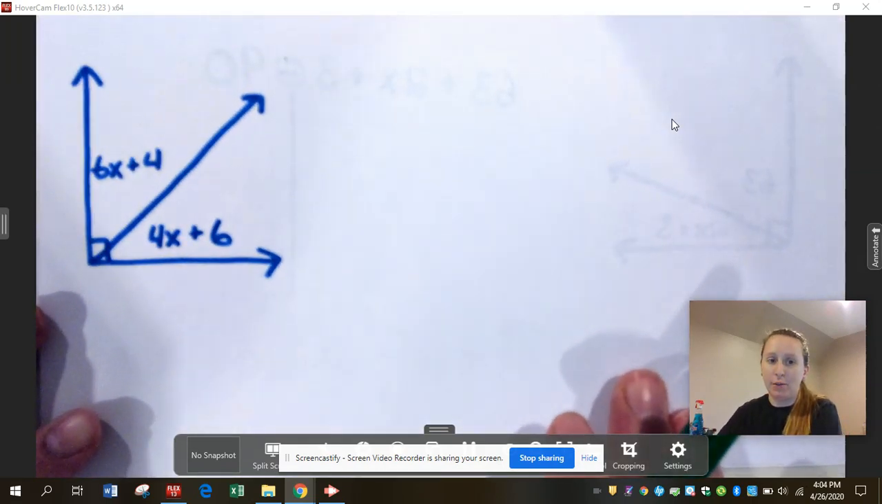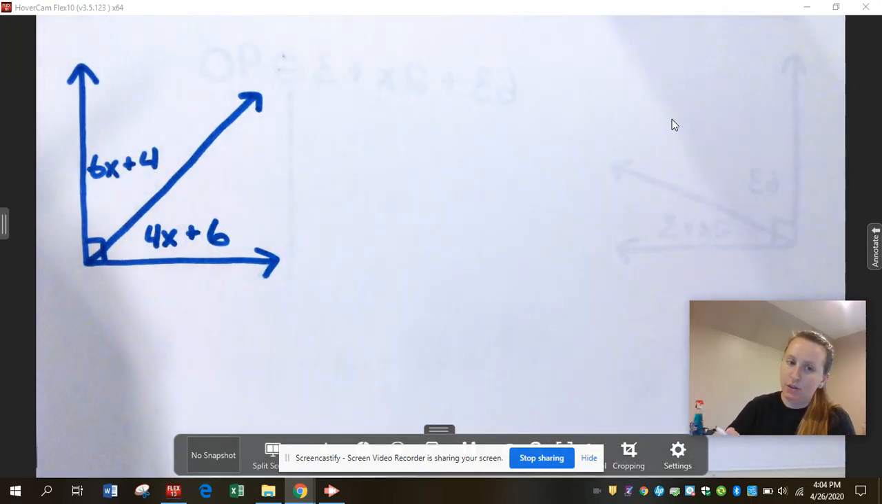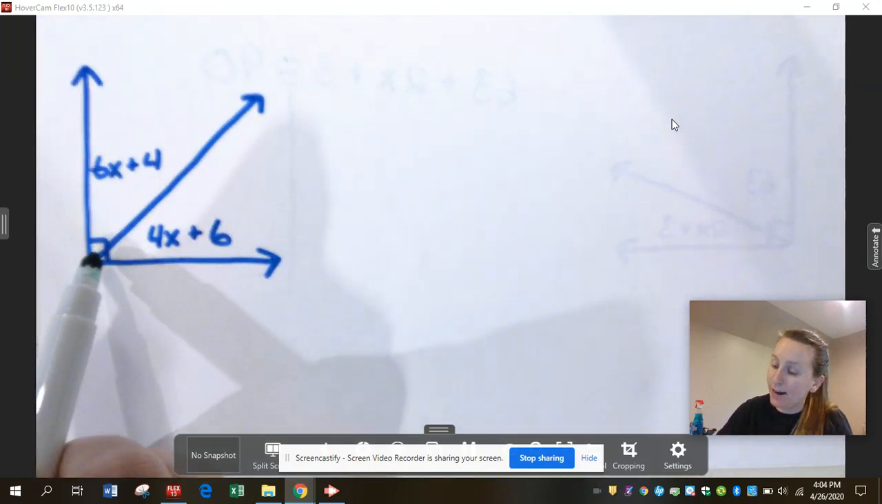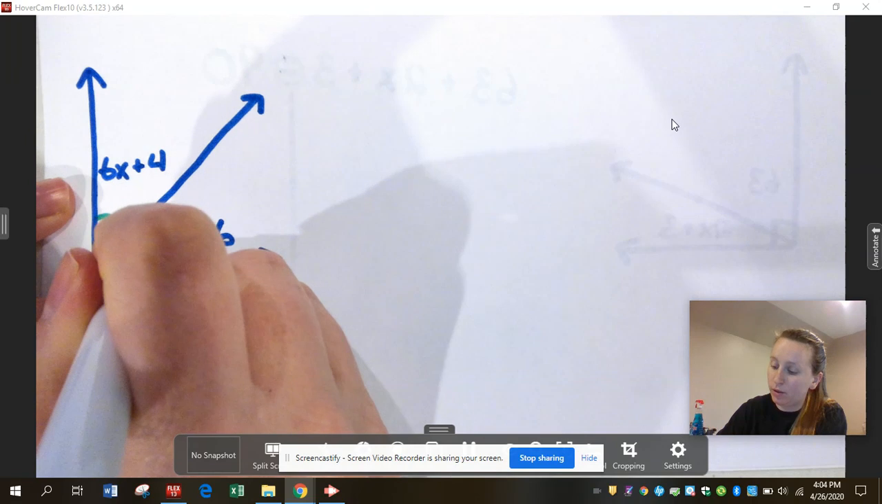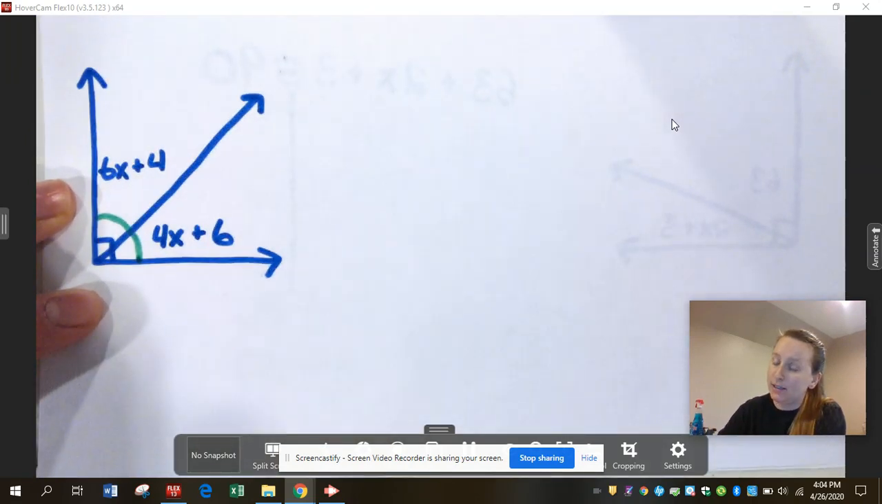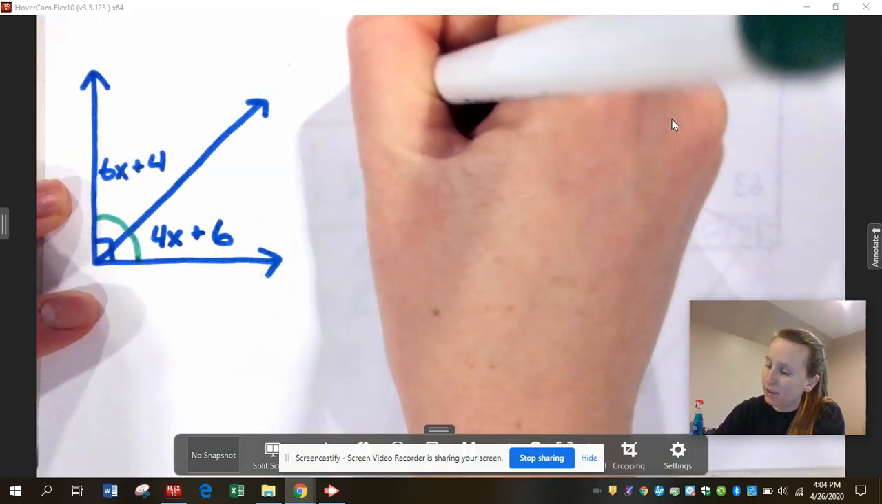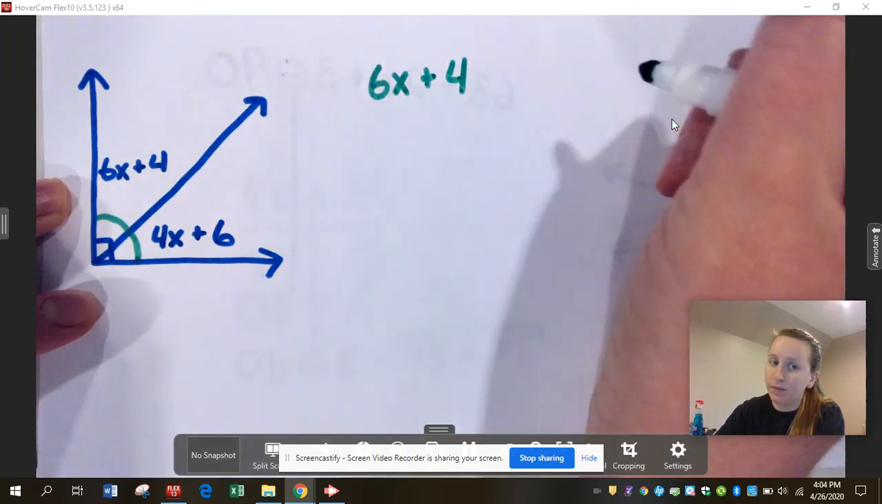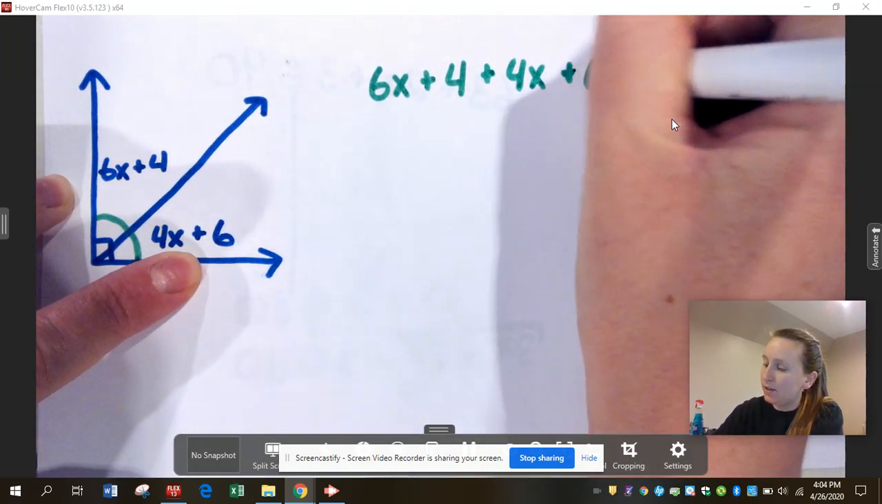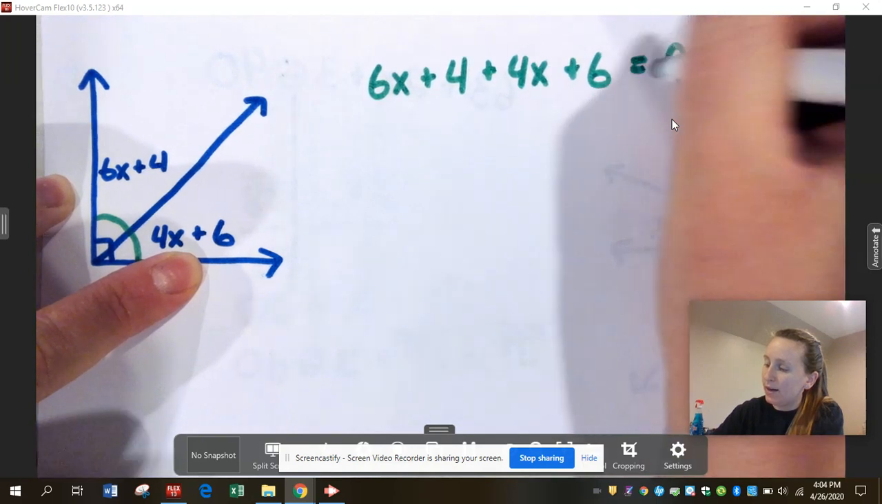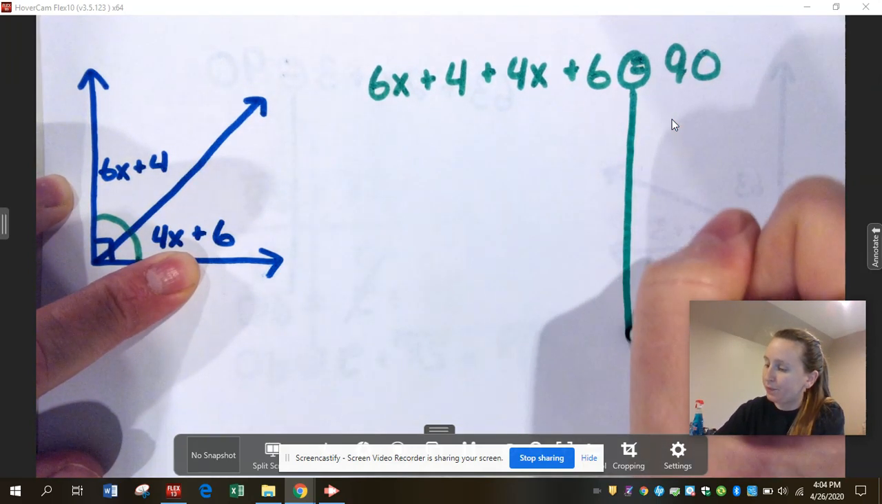And the last one is a little bit more complicated, but not too bad. Okay, you just have a little bit more than what you usually see. So here's my two angles. I know it's a right angle, so I know these two angles added together should have a total of 90 degrees. So I'm going to take my two angles, 6x plus 4 is the first one, add my second angle, which is 4x plus 6, and set that equal to 90 degrees.